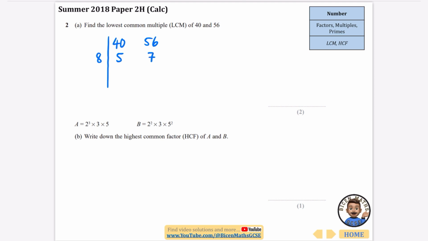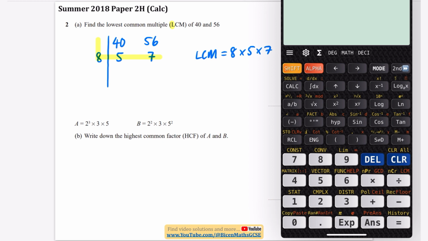So the lowest common multiple is all of the numbers down the side multiplied by them going across here, and it kind of makes that L shape of LCM. Now obviously there's only one number here, but if there were two. The reason I stopped at this point is because 5 and 7 have no common numbers that I could divide by other than 1. So the lowest common multiple for this particular question will be 8 multiplied by 5 multiplied by 7, and of course I can use the calculator for this. 8 times 5 times 7 is 280. So the lowest common multiple is 280.